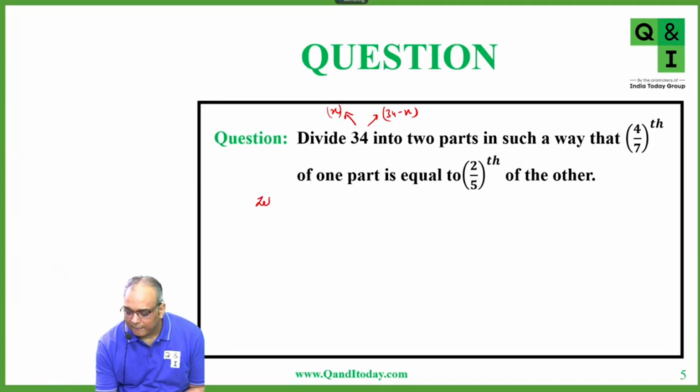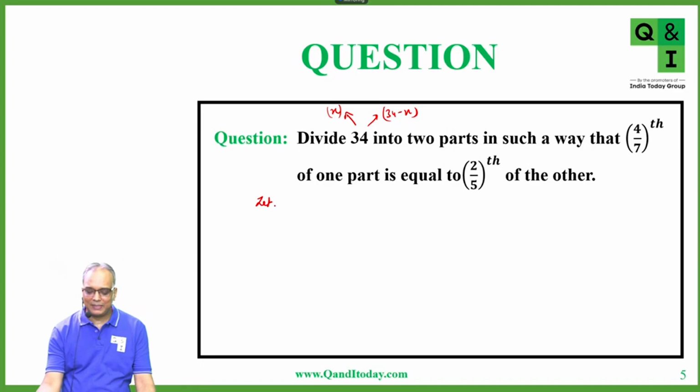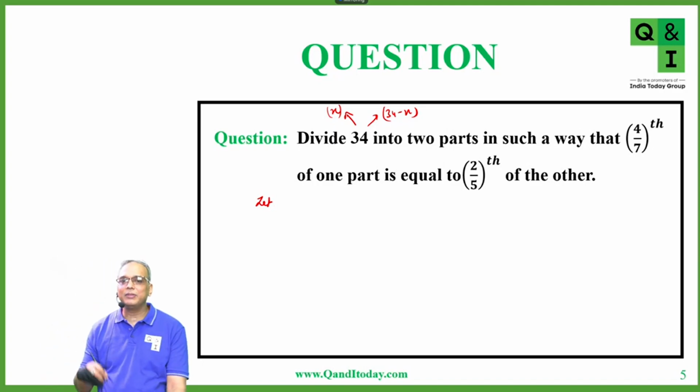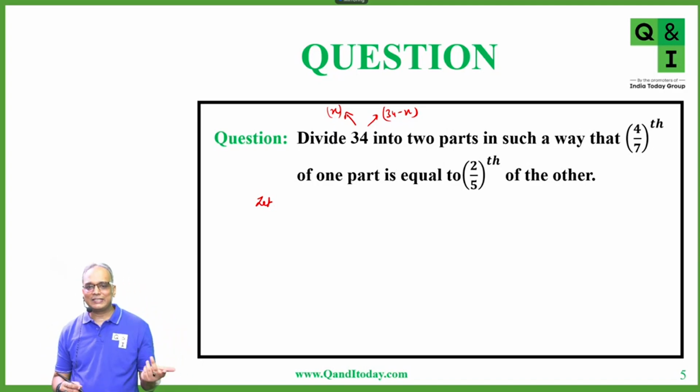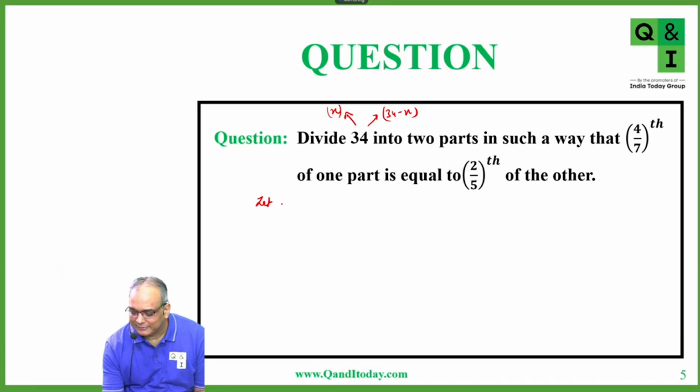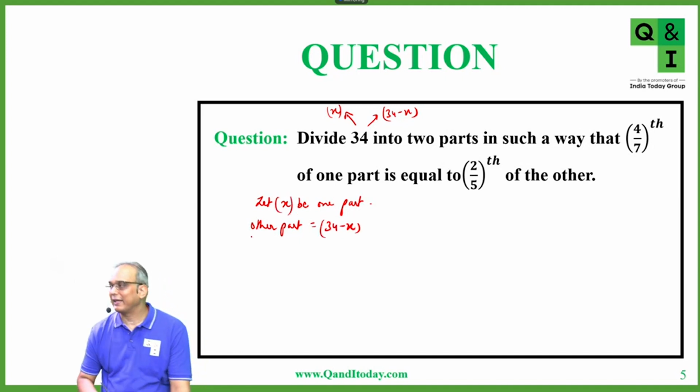So first of all, whatever has been asked in the question, let us assume it to be a variable. So that is our second step. So let x be one part, then the other part is going to be equal to 34 minus x, right?